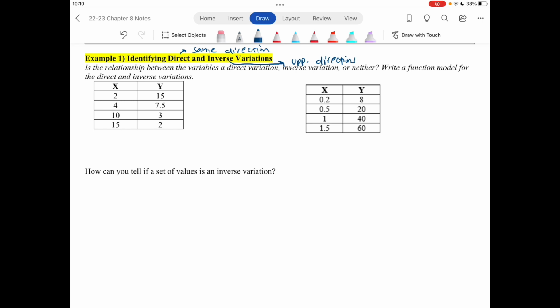In the first example, our x's start with 2, end with 15. So x's are increasing. Y starts with 15 and ends with 2. They are decreasing. This tells us that for sure we are going to have an inverse here.